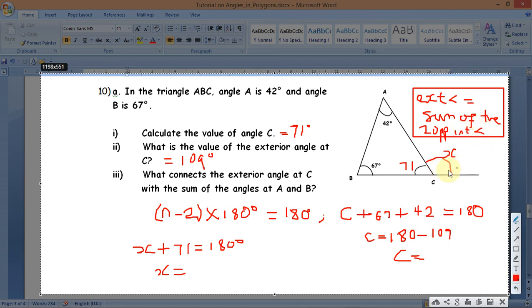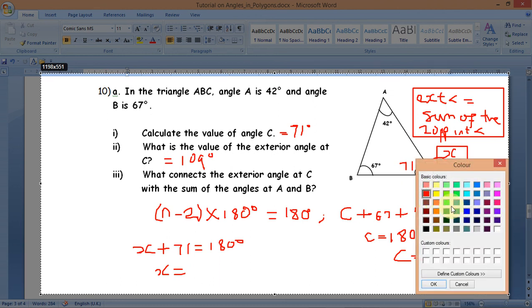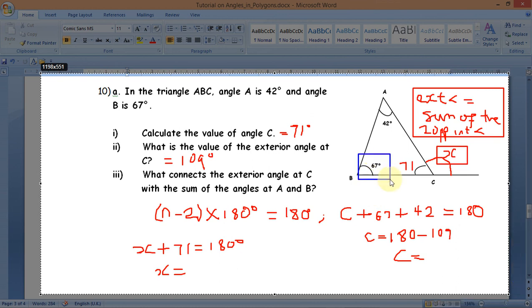So now, another way I can find x, if I want to go that way, I should get 109 too, guys. So what connects the exterior angle and the sum? This is the rule that connects them. So let me do that again. So x should be what? The two opposite interior angles. Now let me change this marker to blue. The two opposite interior angles are this and this. So x should be the sum of these.